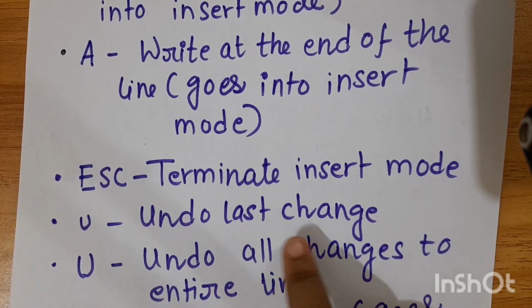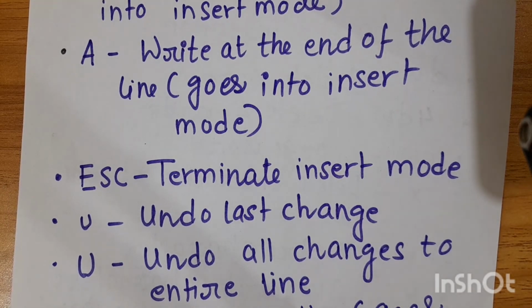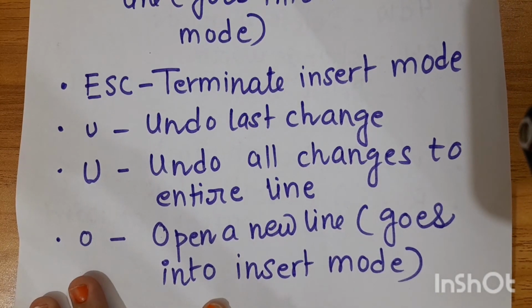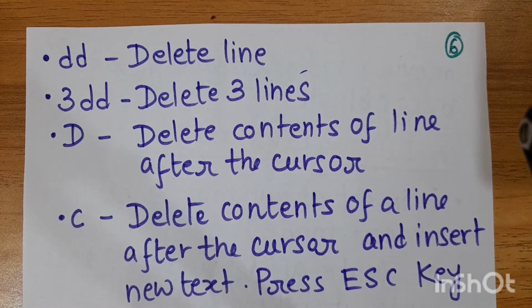Small u is for undoing the last change you made in the file. Capital U is there in order to undo all changes to the entire line. Small o opens a new line and goes into insert mode. dd deletes the line. 3dd means delete 3 lines. Capital D means delete the contents of the line after the cursor.